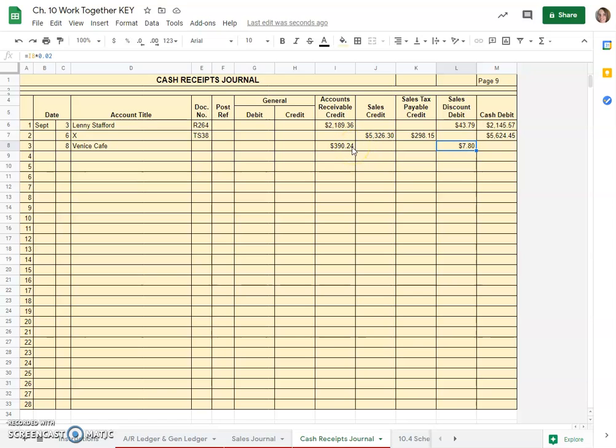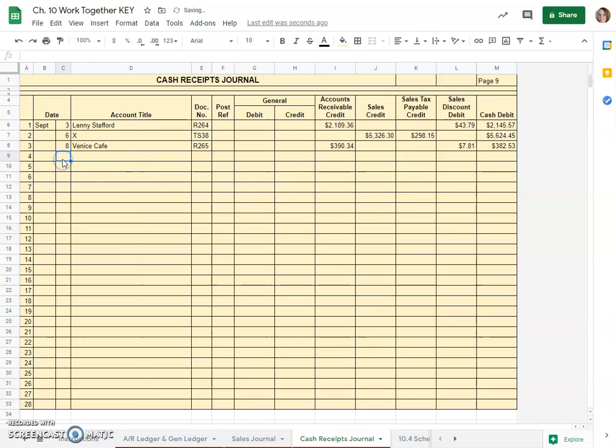390, oh, 390.34. I messed that one up. There we go, $7.81. That's what I should have. And then our cash debit is this amount minus the debit that we had there. These two numbers, 390.34, equal a credit. So that should be good. And this was receipt number 265.